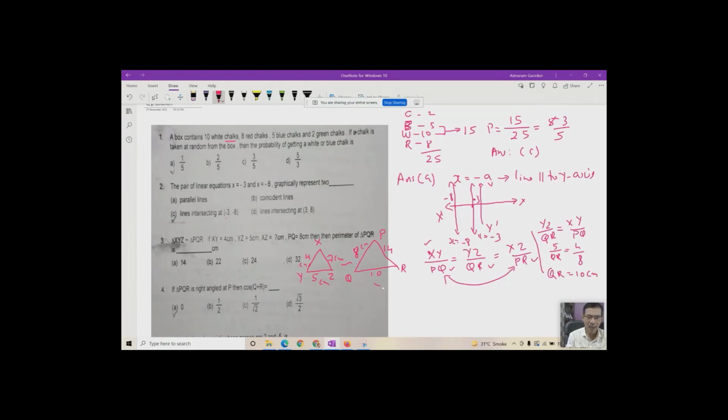And to find the perimeter, sorry, not parameter. So the perimeter is length of all sides, 8 plus 10 plus 14, and this works out as 32 centimeters. And the correct option is this one. D is the correct option.